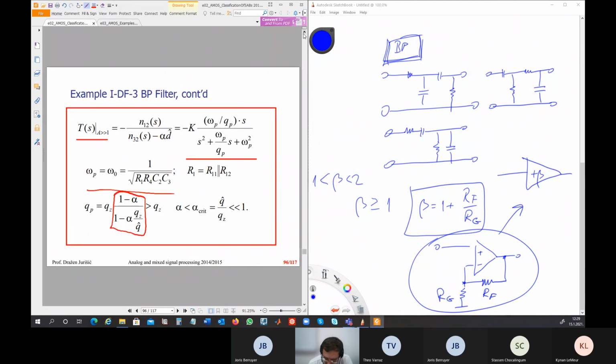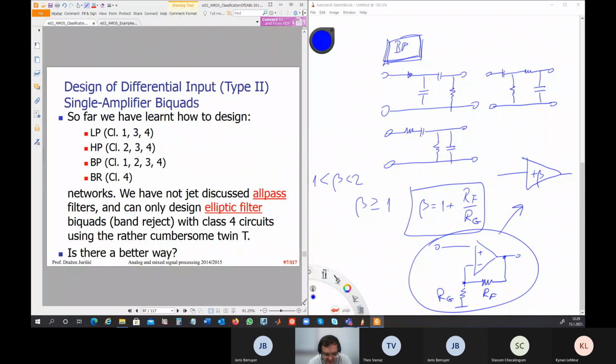Now we can say that so far we have learned how to design low pass, high pass, band pass, and band reject was only possible using class 4. That means positive feedback. We have not discussed all pass filters, and the problem is with design of elliptic filters, because we need band reject with class 4 circuit using very cumbersome twin T. Is there a better way?